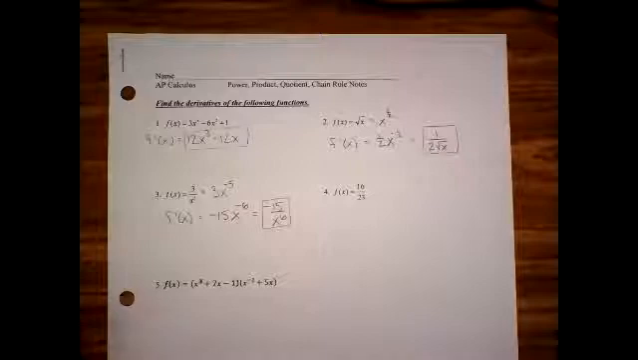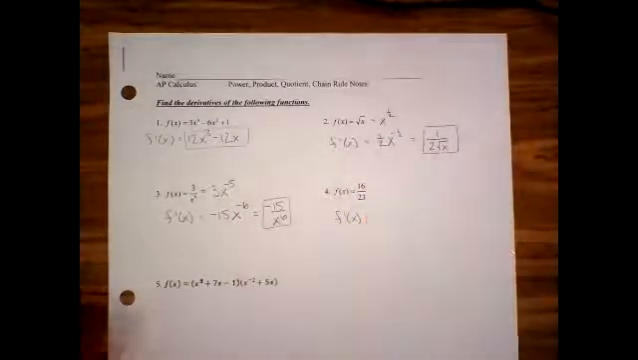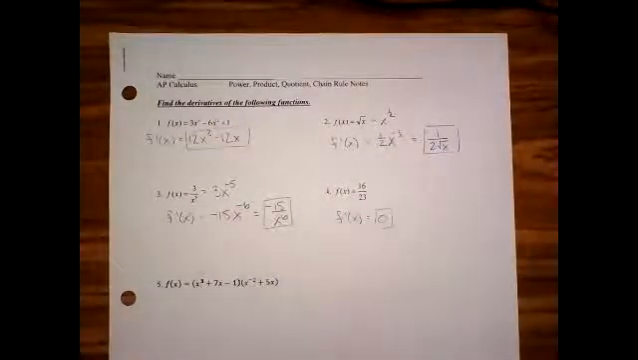All right, and then if you have something like f of x equals 16/23, well, there's no variable with that, so it's constant. So that derivative would be what? Yeah, just 0. So if you have just a number that's constant, that derivative is going to be 0. All right, let's do the next rule.